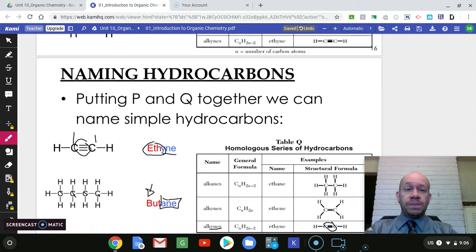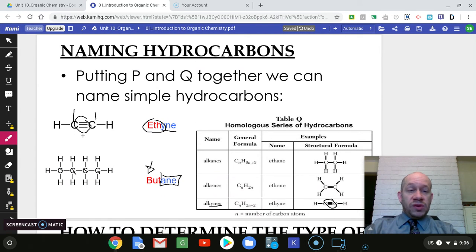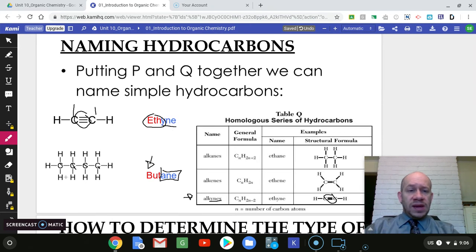Naming hydrocarbons with a triple bond, we'll do the same thing. If it has a triple bond, it's an alkyne. Therefore, we will count up the carbons. 2 carbons is eth, and if it has a triple bond, it's an yne, so it's ethyne. Here we count up, there are no double or triple bonds, therefore it's an alkane, so we'll end with ane. 1, 2, 3, 4 carbon atoms gets us the prefix but, so this is butane.